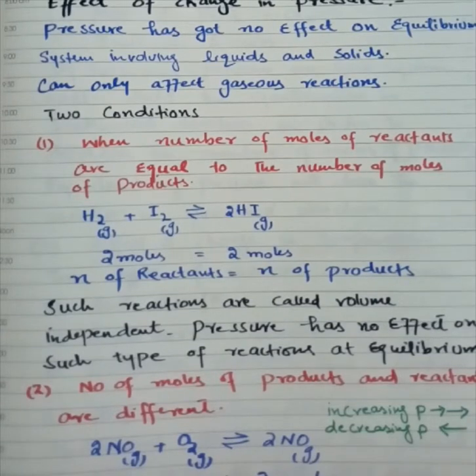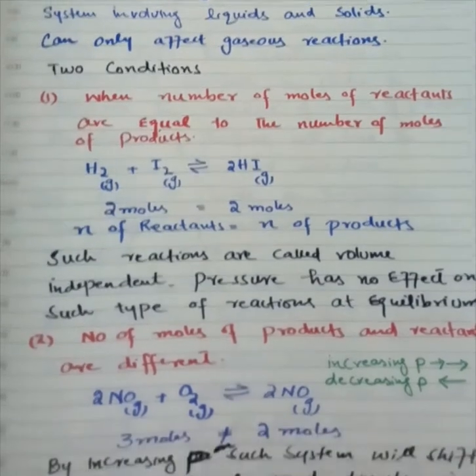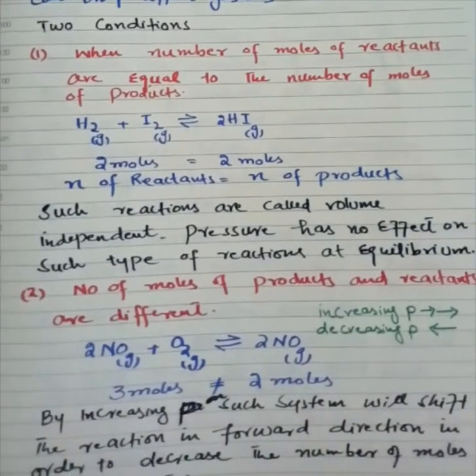Now one thing should be remembered: pressure has no effect on liquids and solids. When they are present in the equilibrium state, such reactions will not be affected by pressure. Now next is, if the number of moles of reactants is different from the number of moles of products, or the number of moles of products is different from the number of moles of reactants. In both cases, there will be some effect of pressure. Let's see.